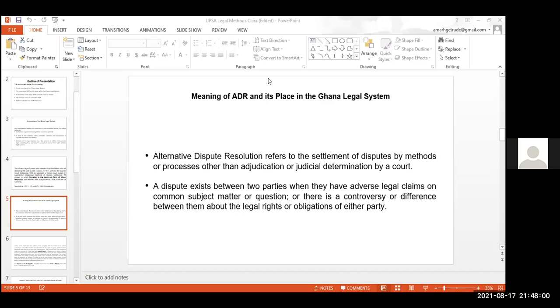However, litigation is not the only means of settling disputes. There is another group, another range of dispute resolution settlement mechanisms, which we refer to as what? ADR. Now, these mechanisms are an alternative to resolving disputes through the court system, or an alternative to resolving disputes through what? Litigation. So we can simply say that ADR refers to the settlement of disputes by methods or processes other than adjudication, or other than litigation, or other than judicial determination by a court.